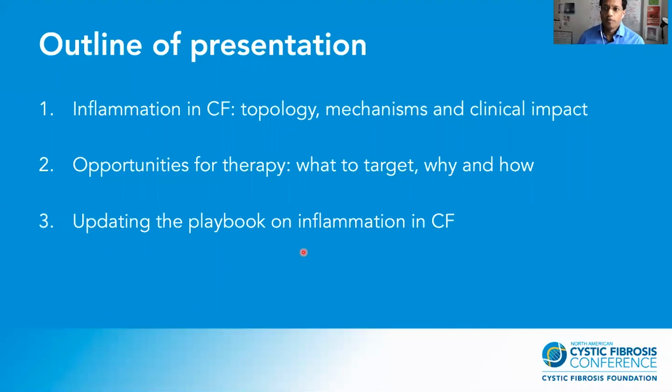This presentation will be organized around 3 parts. In the first one, we're going to look over the data on inflammation in CF: topology, mechanisms, clinical impact. Based on this, we will look at the current opportunities for therapy: what to target, why, and how. And finally, we're going to try to put everything together in perspective and update the playbook on inflammation in CF so that we can pave the way for future research and interventions.